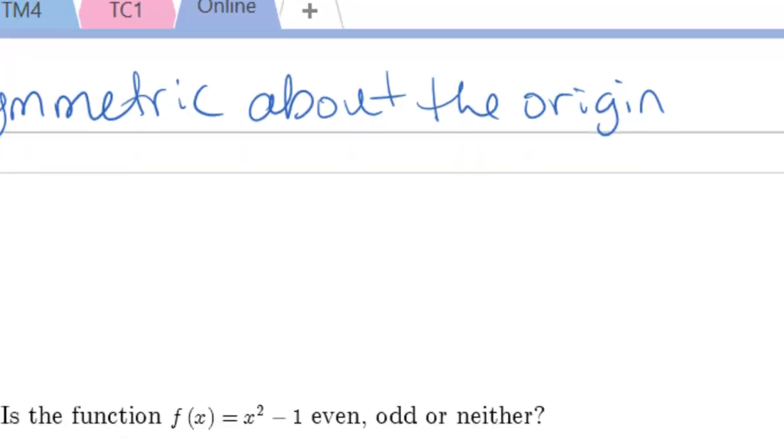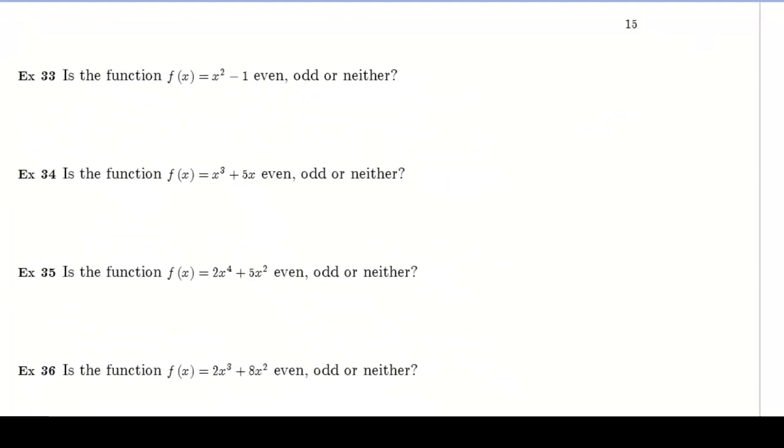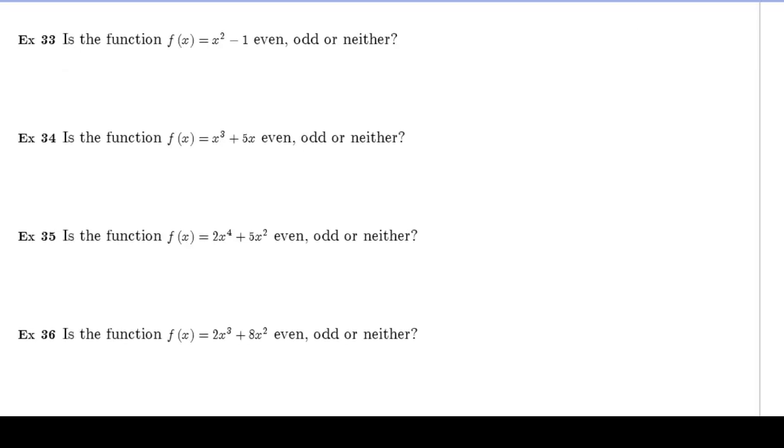So let's take a look at some examples now. We want to determine if a function is even, odd, or neither. So like I said, a lot of this can also be kind of attributed to exponents, but let's make sure we prove things mathematically. Let's take a look at this example. So we've got x squared minus 1. Is it even, odd, or neither? Again, looking squared gives us an indication it should be even, but let's make sure because there's that -1 there.